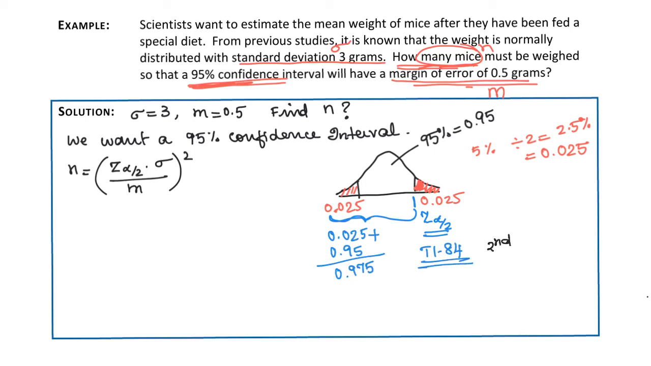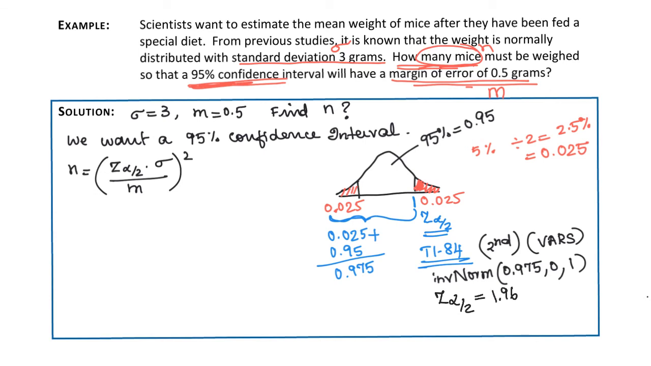So in the calculator, enter second VARS and select the option invNorm, and 0.975, mu and sigma 0, 1. Then if you round that answer to 2 decimal places, you will get the critical value z alpha over 2 equal to 1.96, and use that value to calculate n.